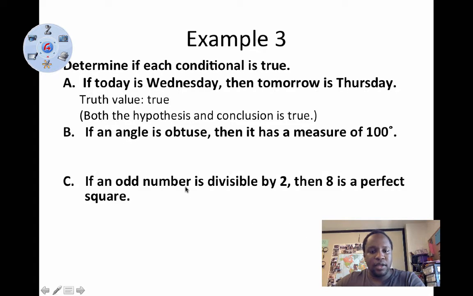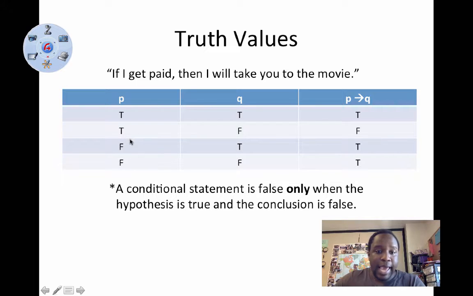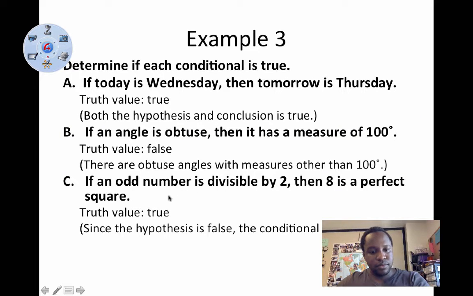So if we go back, remember, it doesn't matter if the hypothesis is false. The conditional statement is always true because it's not proving this statement wrong. It's basically like saying, if it rains, I wear a jacket, but when it's sunny outside, you still wear a jacket. That's fine because it's not proving that when it rains, you wear a jacket. So this one is true because the hypothesis is false.